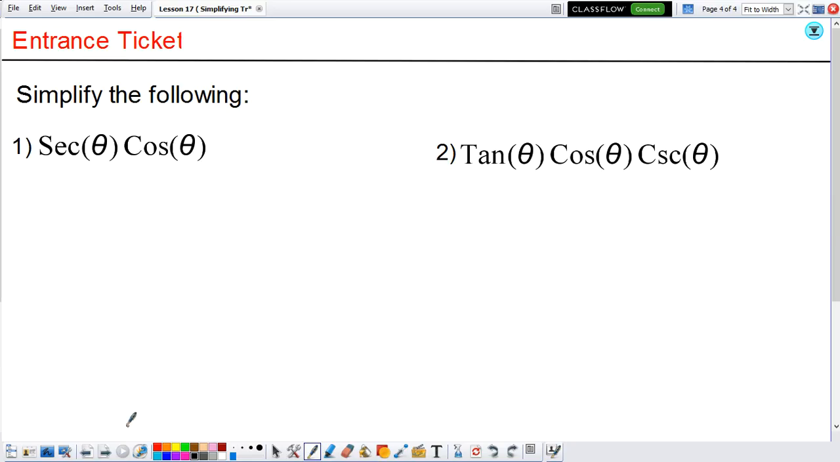Here's your entrance ticket. Try to simplify the following.